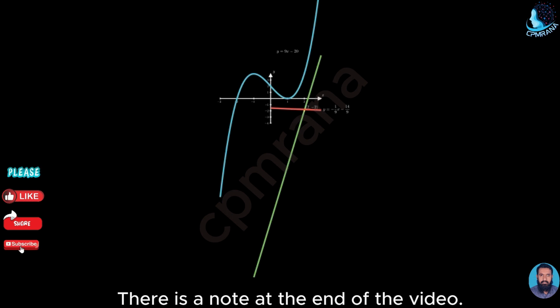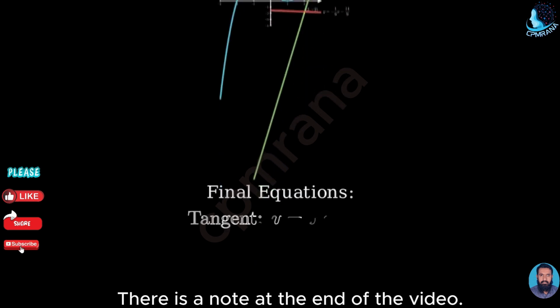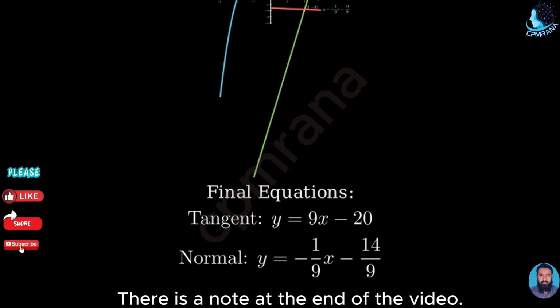To summarize, we found that the tangent line equation is y equals 9x minus 20, and the normal line equation is y equals negative 1/9 x minus 14/9. We found these by using derivatives and the relationship between perpendicular lines.